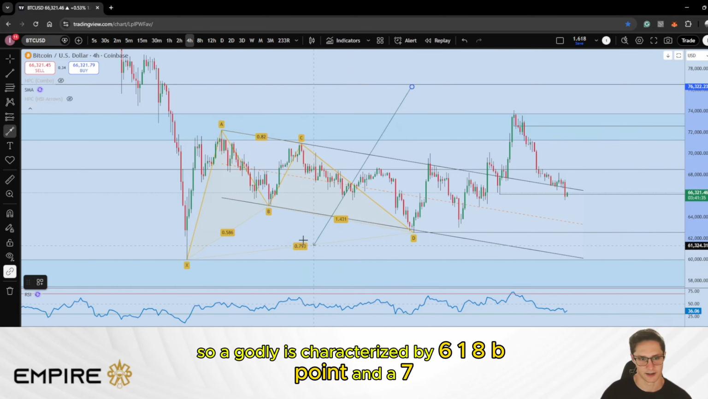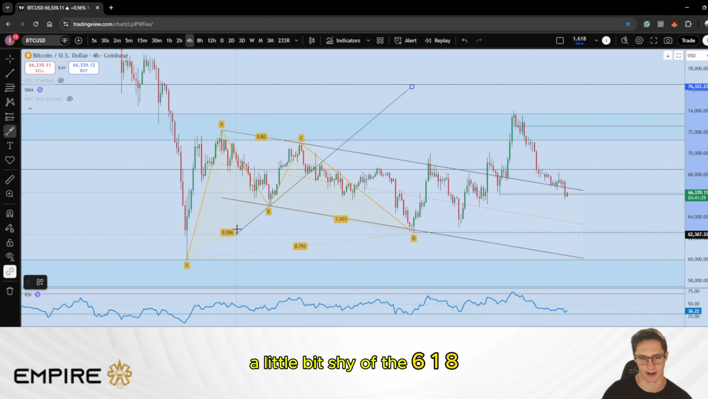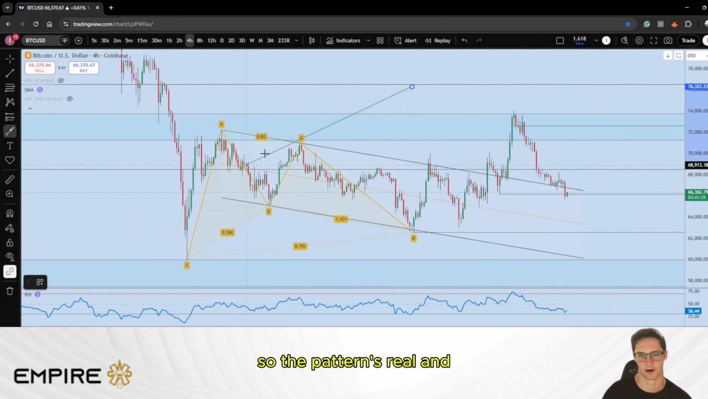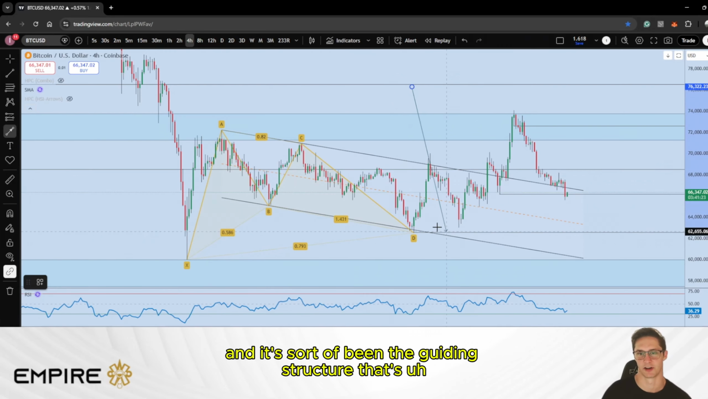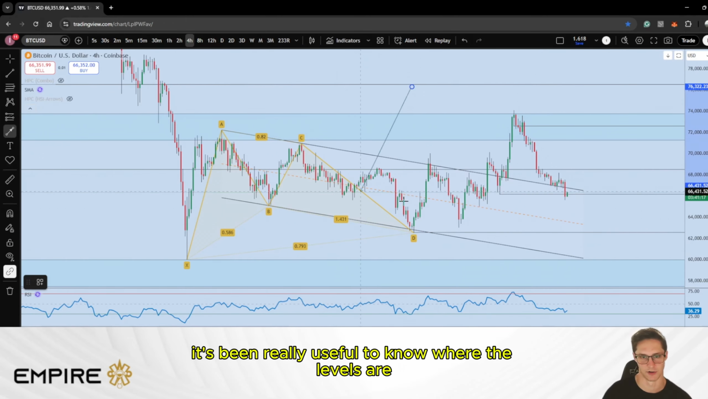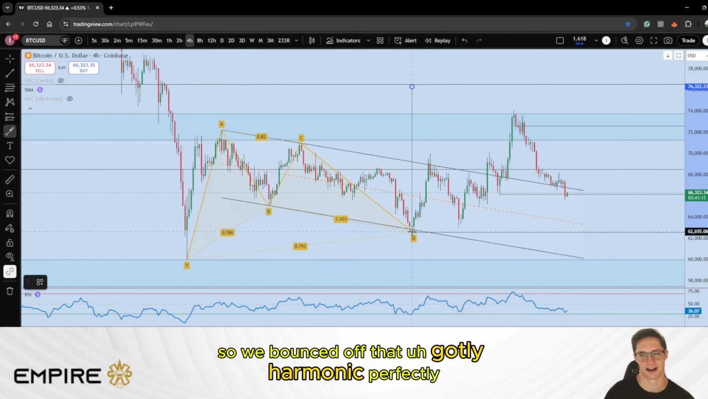A Gartley is characterized by a 618 B point and a 786 D point. The B point, as you see here, is a little bit shy of the 618, but within our tolerance region. So the pattern's real, and it's a guiding structure that is telling me what to do and helping me navigate this area. It's been really useful to know where the levels are. We bounced off that Gartley harmonic perfectly, a really nice reaction.